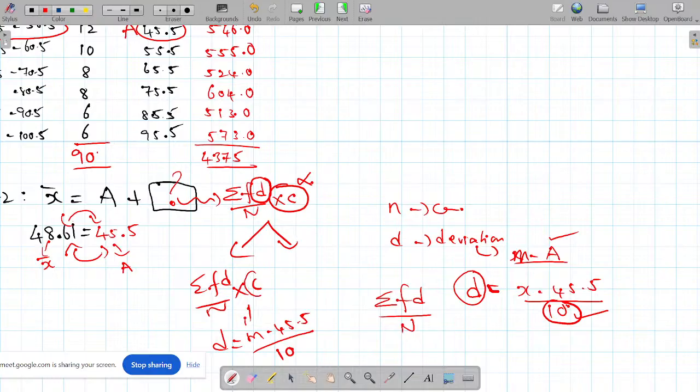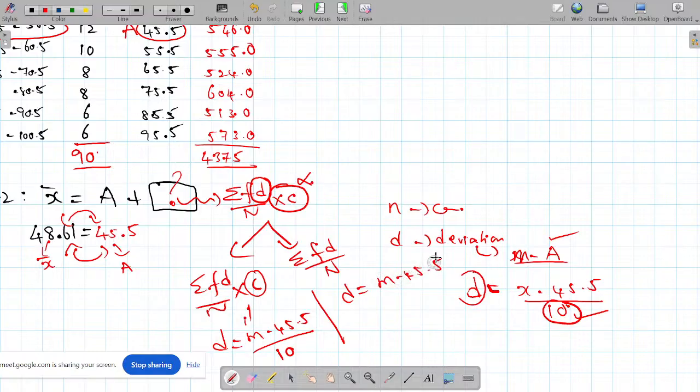Why do you have to divide by 10? Because you are taking C. In case you are not taking C, you can directly take summation FD divided by N itself. In this case, D is going to be M minus 45.5 alone. If you want to divide this value by 10, then overall you have to multiply by C. If you're not dividing, don't take it in the formula. It's asked in the exam. Usually I go for this method, so you can carry on the same principle. You have to understand the formula. So what's the formula? X bar is equal to A plus summation FD divided by N into C.